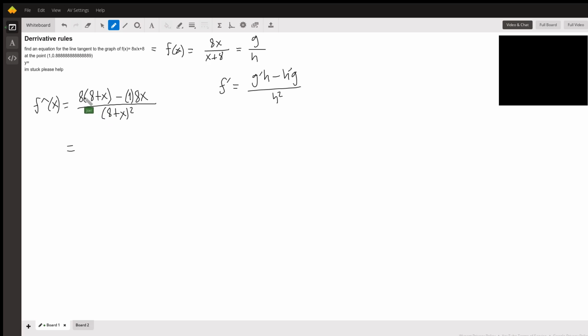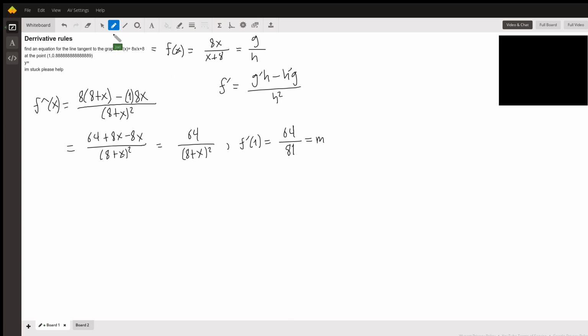So we can simplify a bit here. We can distribute this 8 to get 64 plus 8x minus 8x in the numerator, divided by 8 plus x squared. And that simplifies to just 64 over 8 plus x squared. So this is our derivative as a function of x. We want to evaluate it at the point where x equals 1. So we really want f prime of 1, which is 64 over 8 plus 1 squared, so that's 9 squared. So that is 81. And this is the slope of our line.